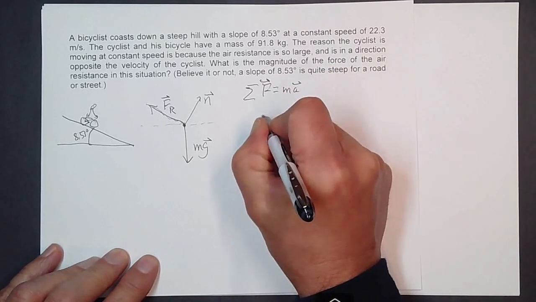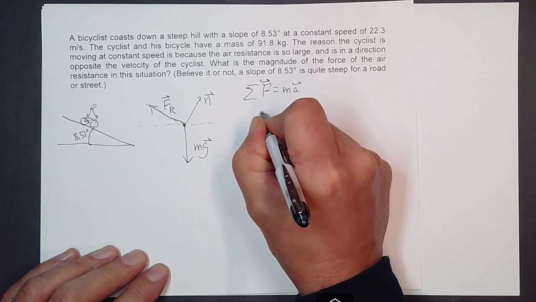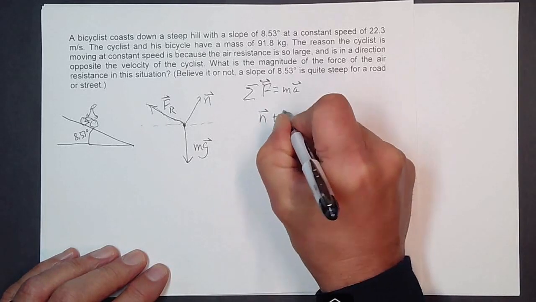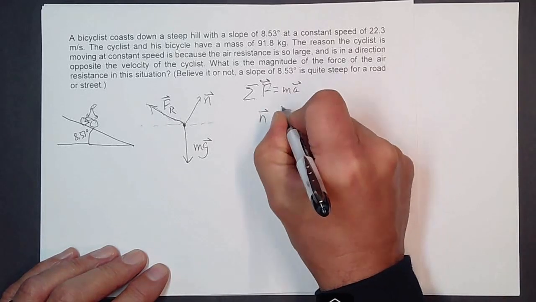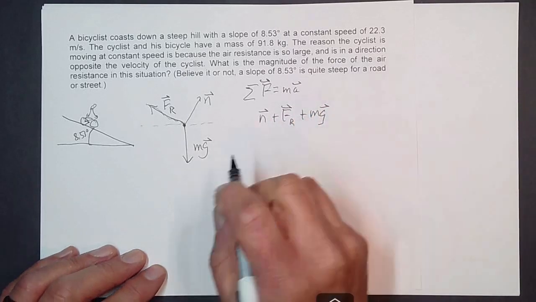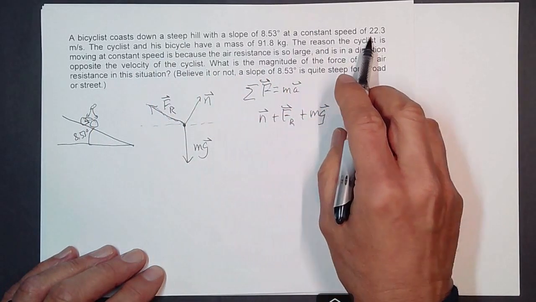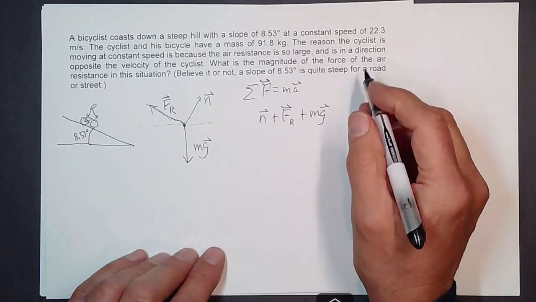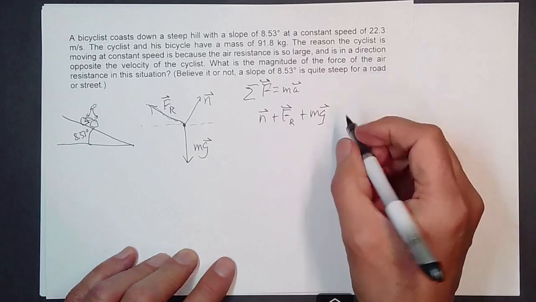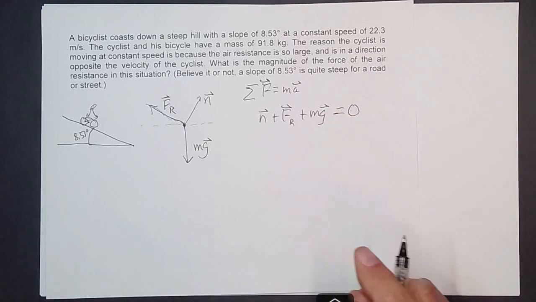Okay, so Newton's second law, the sum of the forces equals ma, becomes, we can add them in any order we like, I guess, N plus F sub r plus mg. Now, it says the bicyclist coasts down a steep hill at a constant speed. Okay, turns out the speed doesn't even matter. So we get 0 for that thing.